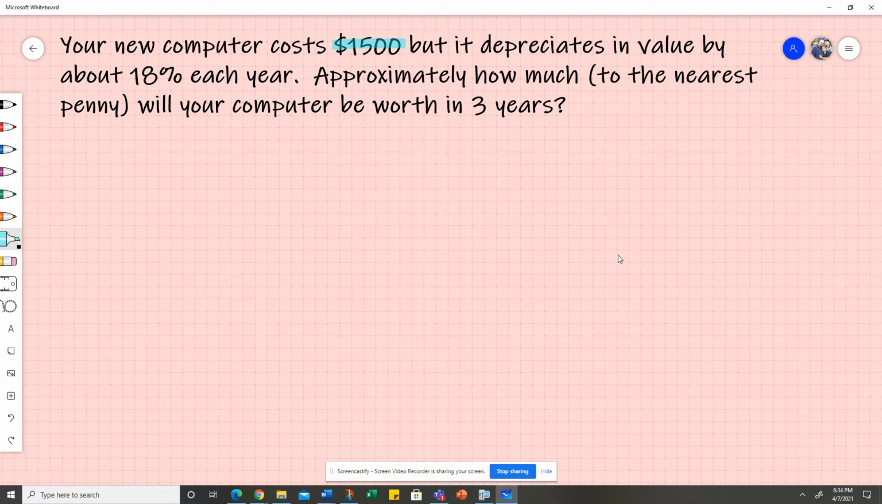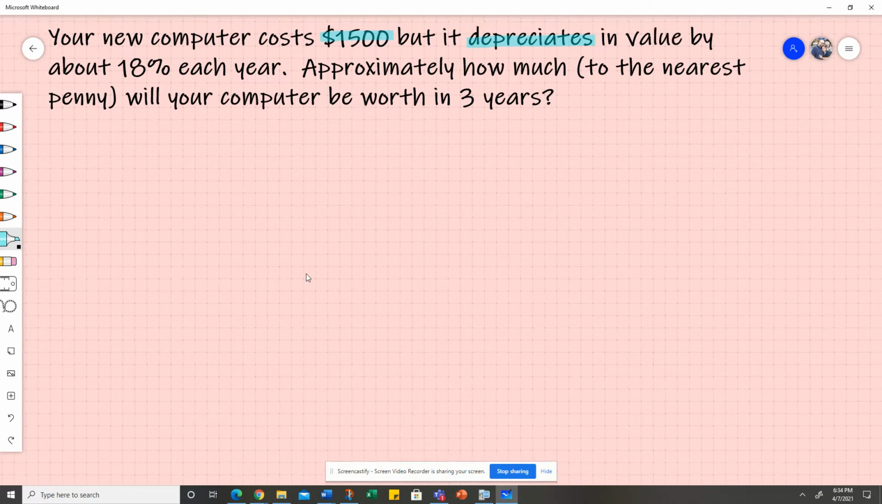We need to look at which way it's going. So in this case, it depreciates. We have a new computer. It costs $1,500, but it depreciates in value by about 18% each year. So approximately how much to the nearest penny will your computer be worth in 3 years? Okay. So depreciates means it goes down in value, by about 18% each year.